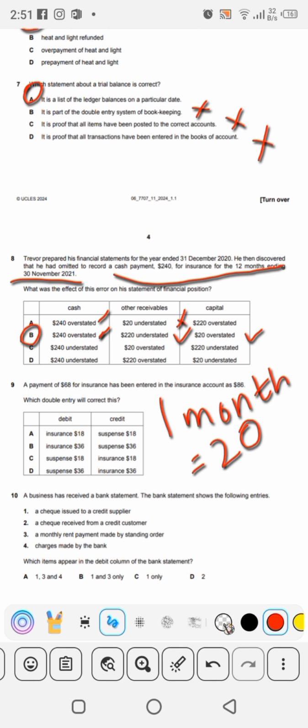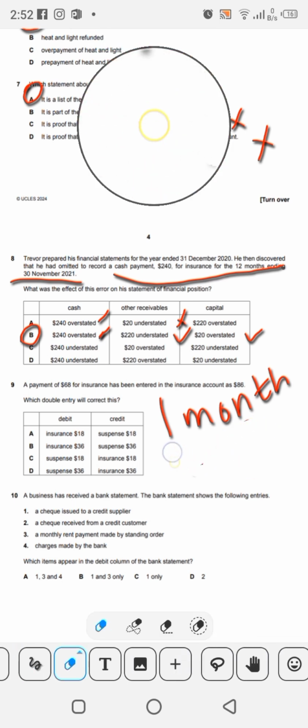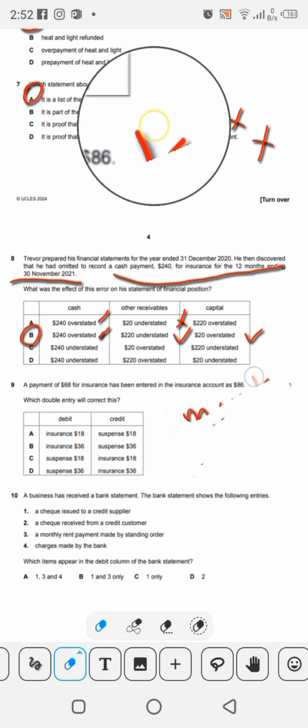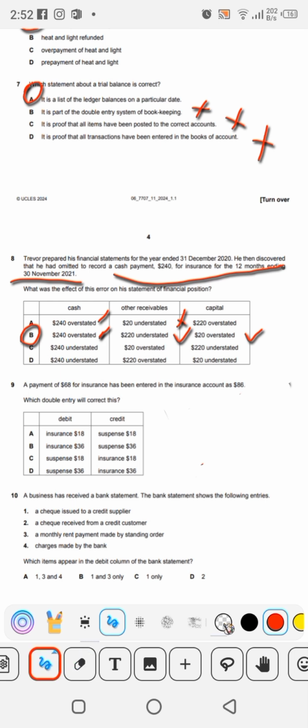So part B will be the correct answer because we have made a cash payment, so we should have deducted 240. So cash is overstated. Then we have made a prepaid payment, so the prepaid expense is included in other receivables, so we should have added prepaid expenses to other receivables, so it is understated by 220, and we have overstated the profit, so we have overstated the capital by $20 as well.